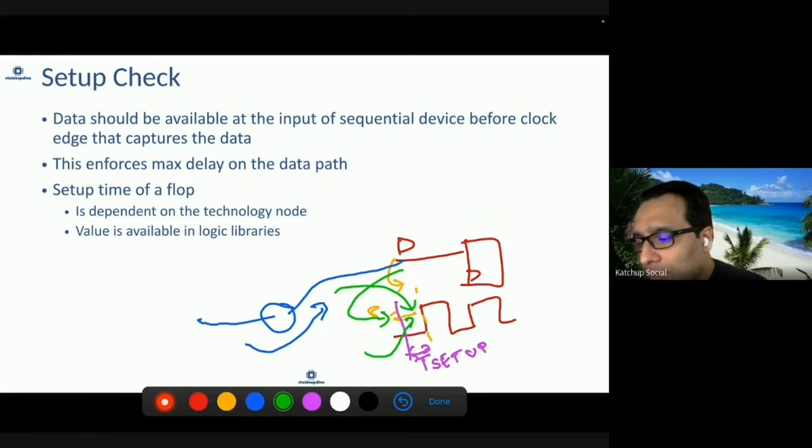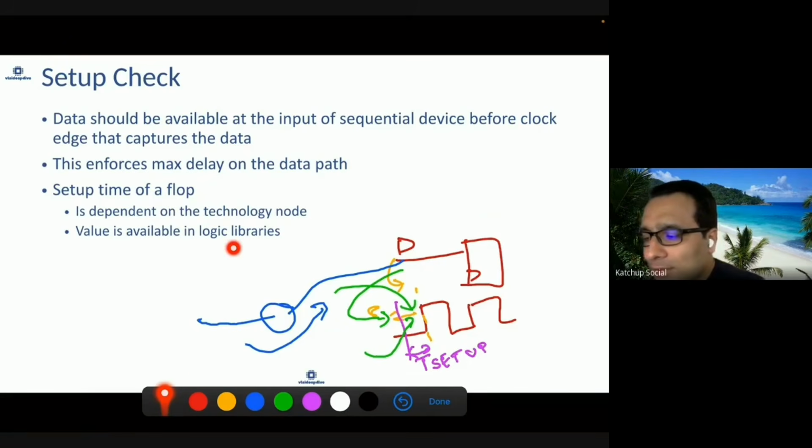This setup time, that is the time before which data should arrive, is dependent upon the technology node, whether it's 65 nanometer or 7 nanometer. This is the value which is available in the logic library. Logic libraries typically will have a table mentioning, based upon the load and other factors, and the kind of flop you are using, what is the value of T setup for this flop. Okay, and that value has to be used by the STA tool for doing the timing analysis.